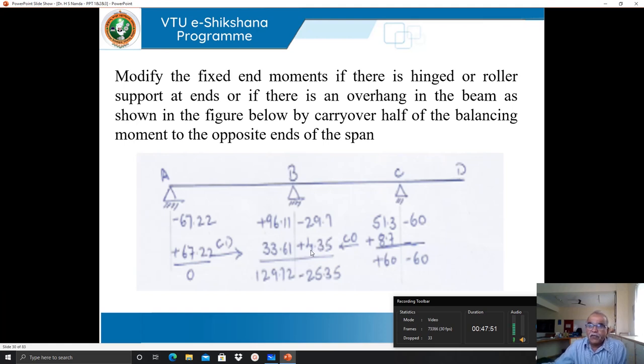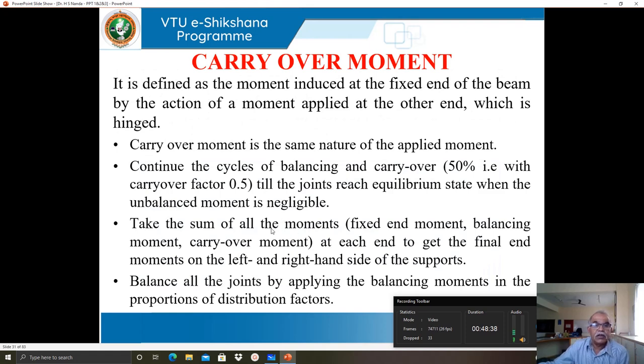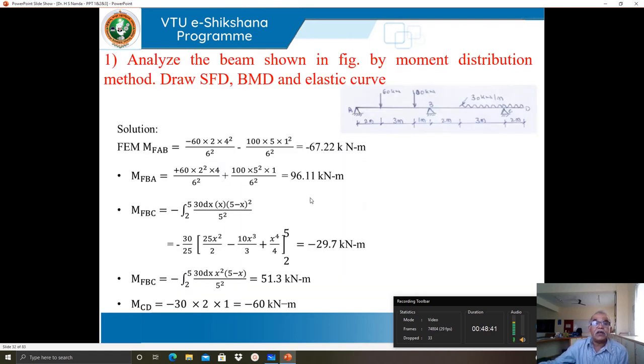And lastly, if end supports are hinged or roller or simple or overhanging, then modifying the moment is very important, because we calculate at C due to this, suppose minus 60 because of the overhanging. By assuming BC as fixed, if we calculate 51.3, there is unbalanced moment here, that is 8.7, minus 8.7 is the unbalanced. That should be balanced by adding with opposite magnitude, and that should be carried over to the other adjacent end by 50%, and modified fixed end moment should be calculated.